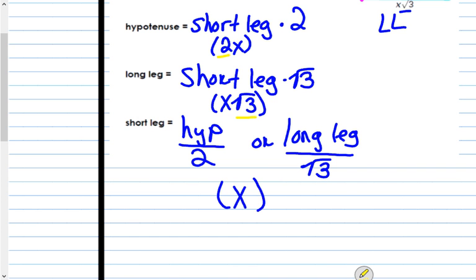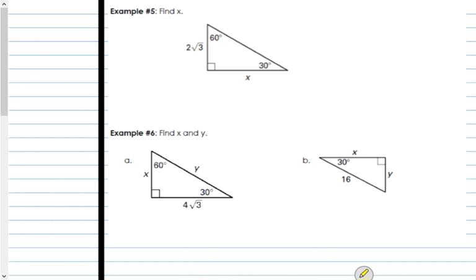So let's do some examples together. And I want to refer back up to those notes. We're going to find x. So we're going to label this triangle. This side is what part of the triangle? Short leg, long leg, or hypotenuse? Hypotenuse. It should be the easiest one.